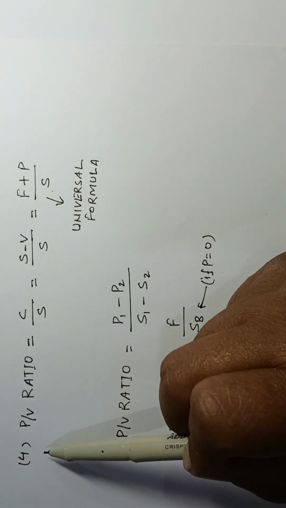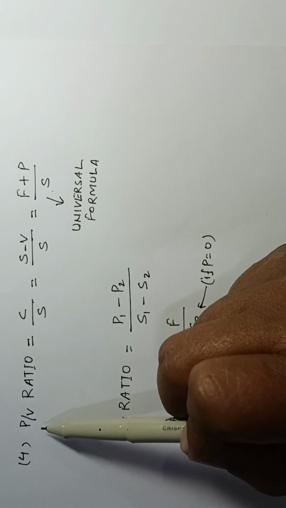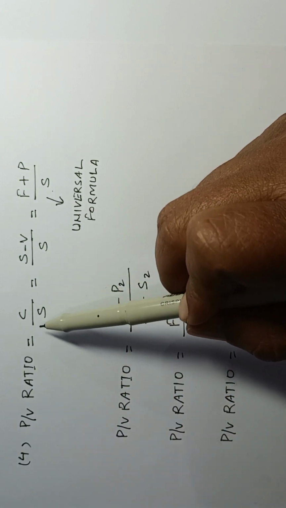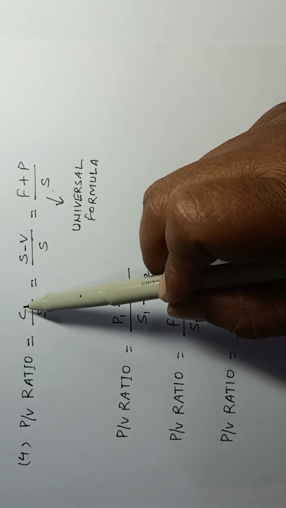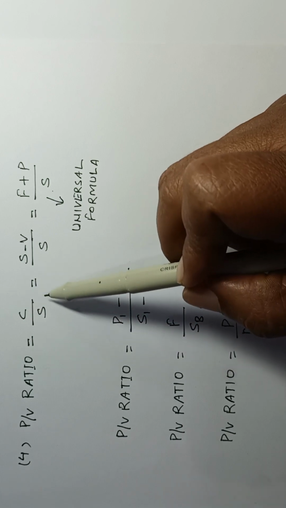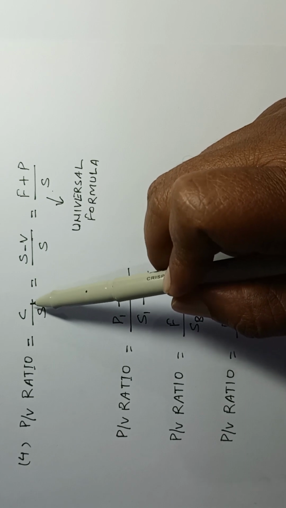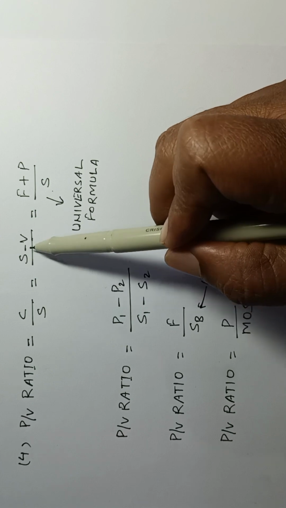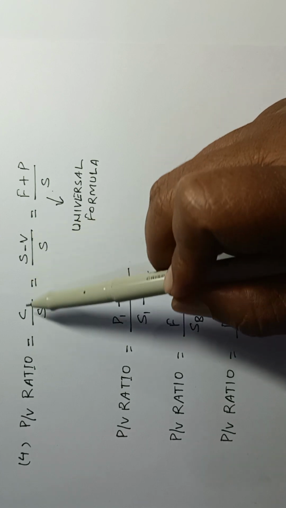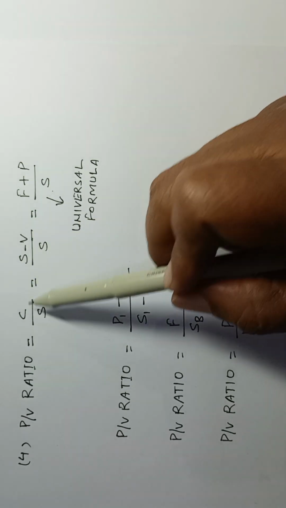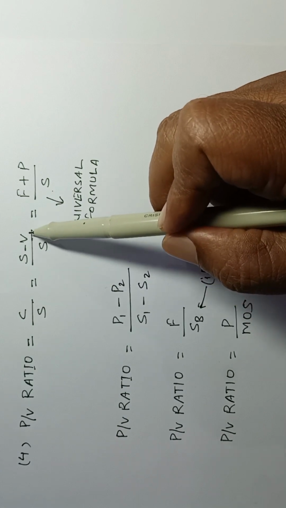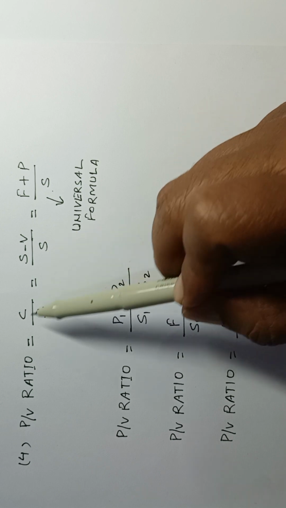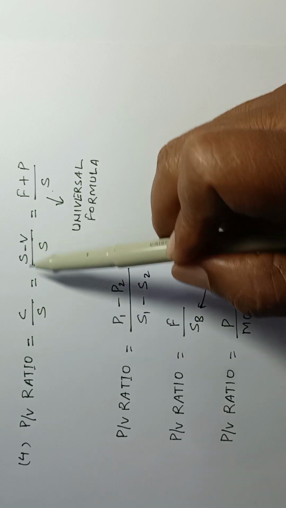Now the fourth formula is PV ratio, that is profit volume ratio, which we get dividing contribution by sales, or as we have seen in the previous formula, contribution we also write sales minus variable cost. So here I have taken this contribution equal to sales minus variable cost divided by sales. Means from this I have derived another formula.